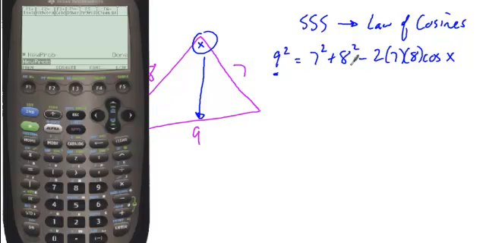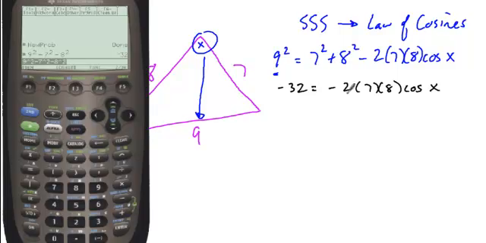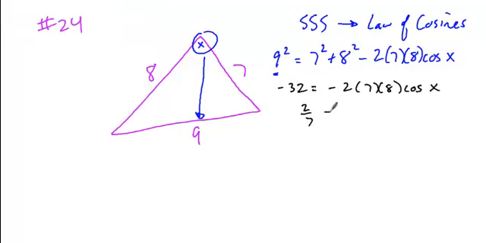So if I calculate this measure, I get 9 squared, and I'm going to subtract a 7 squared and an 8 squared from that. So I get negative 32 is equal to negative 2 times 7 times 8 times the cosine of x. So I'm now just going to go ahead and divide by each of these factors. So I'll divide that whole quantity by negative 2, by 7, and by 8. That gives me 2/7 as my cosine ratio.